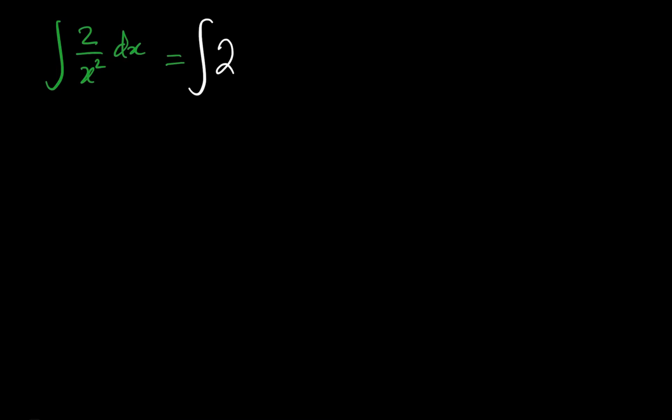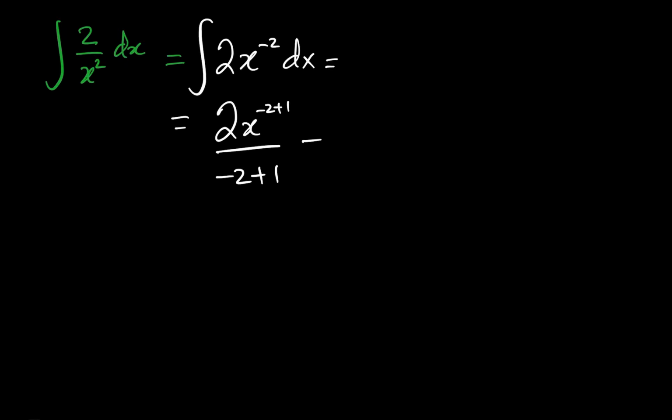Now, let's take another one. We have an integral of 2 divided by x squared dx. We will first have to rewrite this. To rewrite that, we get the integral of 2 multiplied by x to the power negative 2 dx. And then we do the usual: add 1 to the power, divide by the result, and then introduce our constant c. Now we're going to have 2 multiplied by x to the power negative 1, all divided by negative 1 plus c.